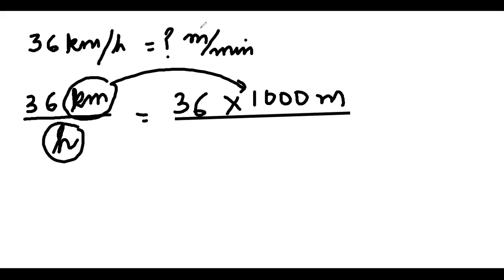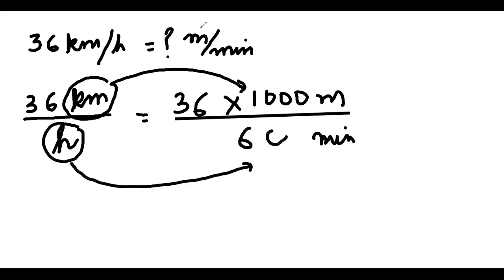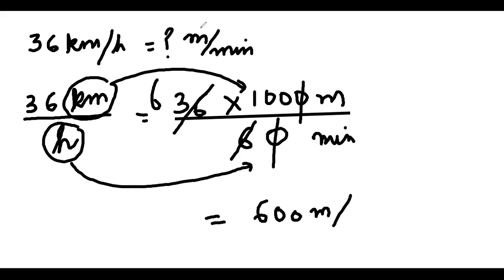hour. We have to convert hour into minutes and not seconds here. So in 1 hour, 60 minutes. So let's cancel 0 with it, and 6 sixes are 36. So our answer is 600 meter per minute. 36 kilometer per hour can be written as 600 meter per minute.